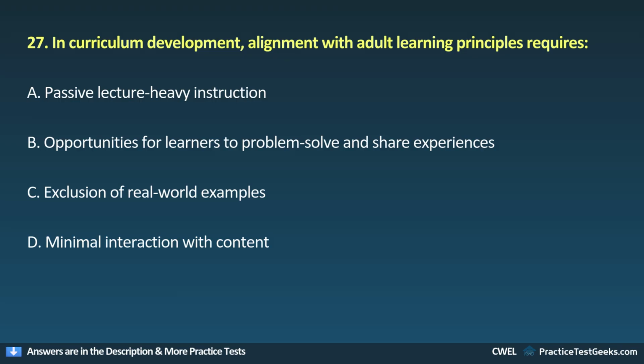27. In curriculum development, alignment with adult learning principles requires A. Passive, lecture-heavy instruction. B. Opportunities for learners to problem-solve and share experiences. C. Exclusion of real-world examples. D. Minimal interaction with content.